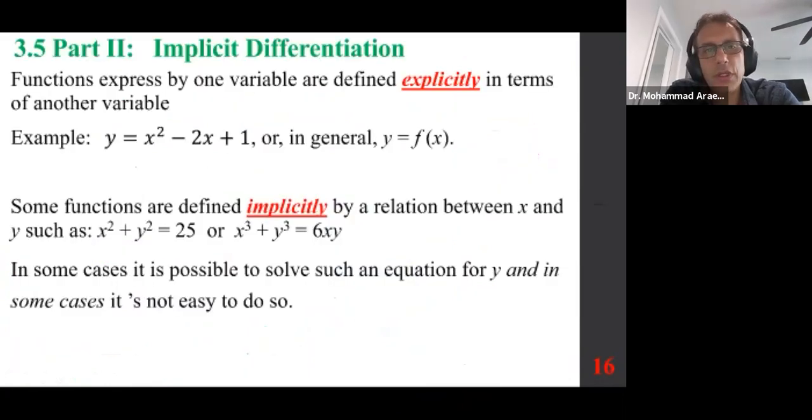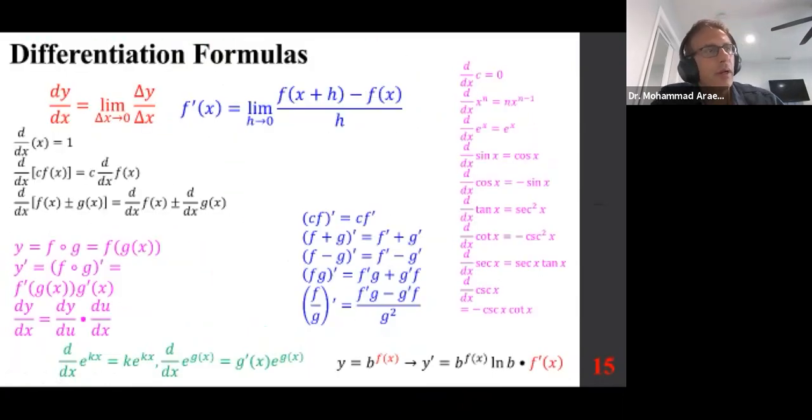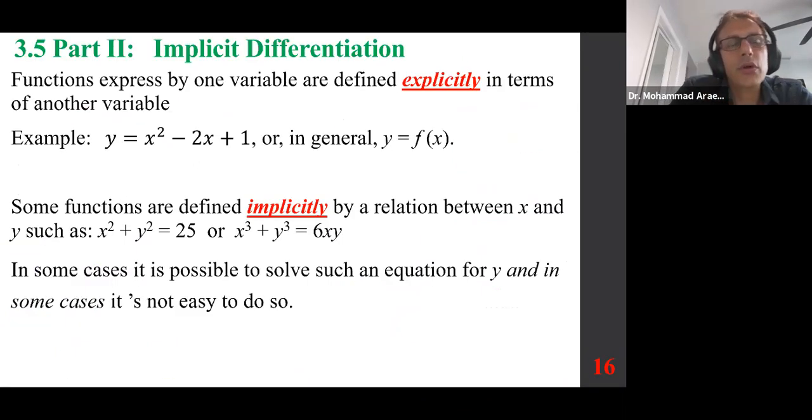So first and foremost, again, there are many formulas that hopefully by now we are very comfortable with, okay? Here's the second part of the section, deals with implicit differentiation. All right, so what happens is that when we want to differentiate, either the function is given as a function of x, which is defined explicitly, okay? We are familiar with various formulas, we know how to differentiate.